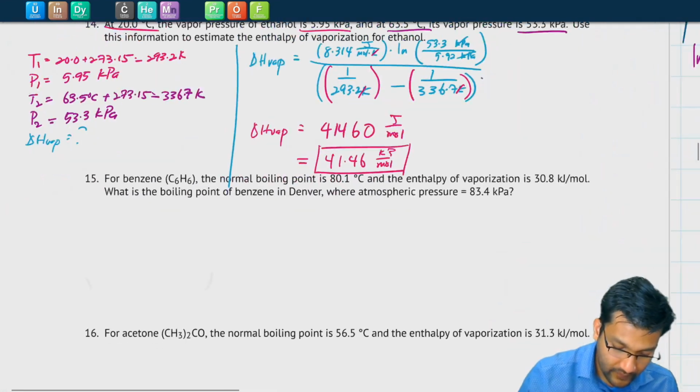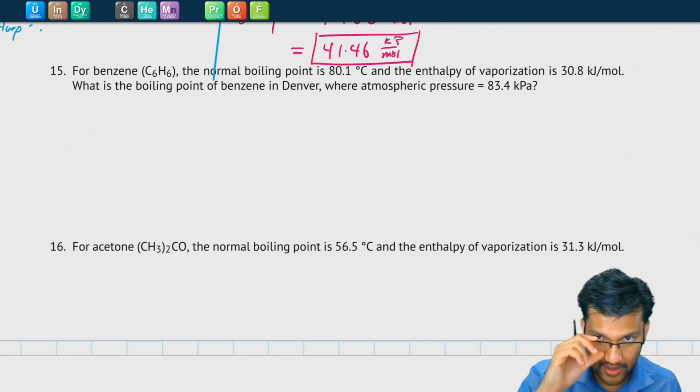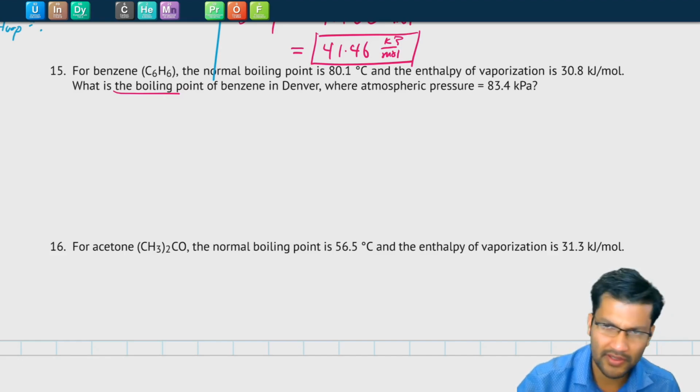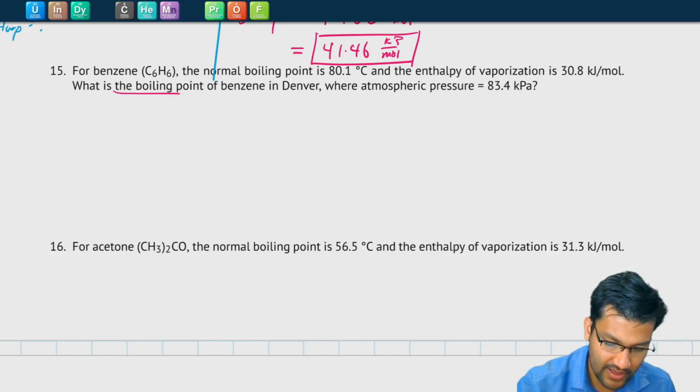Okay, how about number 15? Not asking for the same thing, but it's asking for the new boiling point. Try to do this one on your own. It's a little bit different. Try to do it on your own, and then you can unpause and we'll do it together.